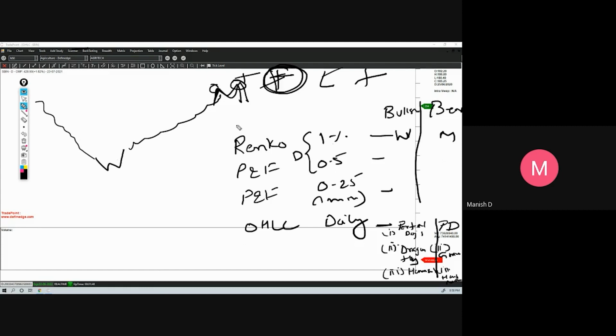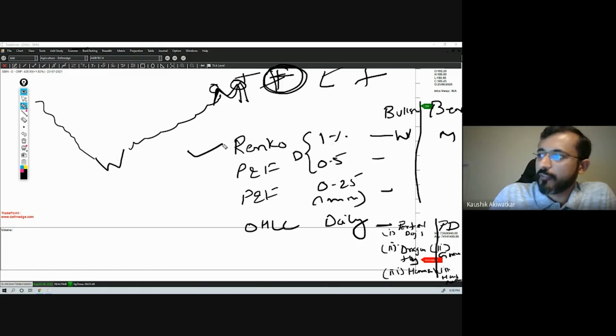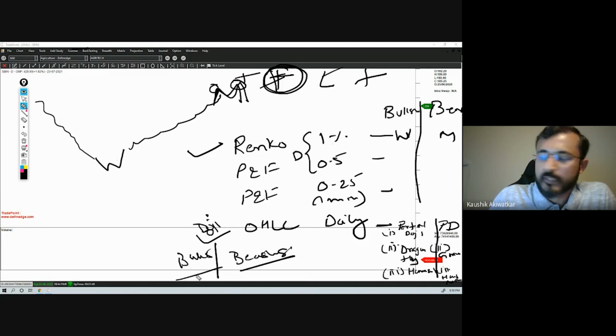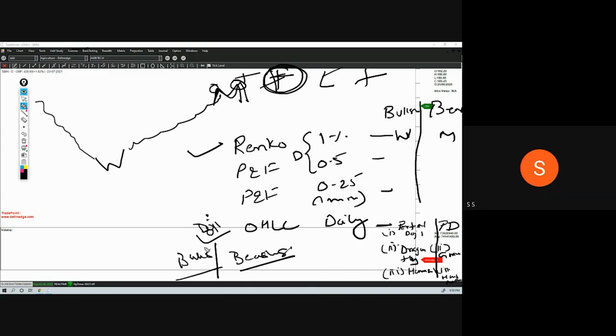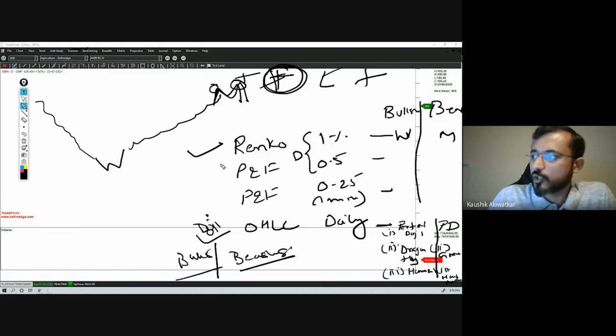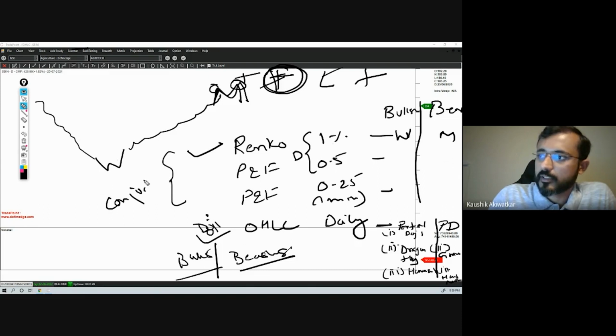Right. Perfect. So if W and M are getting formed in Renko, it should also confirm with OHLC chart, right? With a doji formation, right? So that your view is clear, whether it's bullish or bearish. Is it clear? Very clear. Right? So we are using in conjunction. We are not using any pattern in isolation.